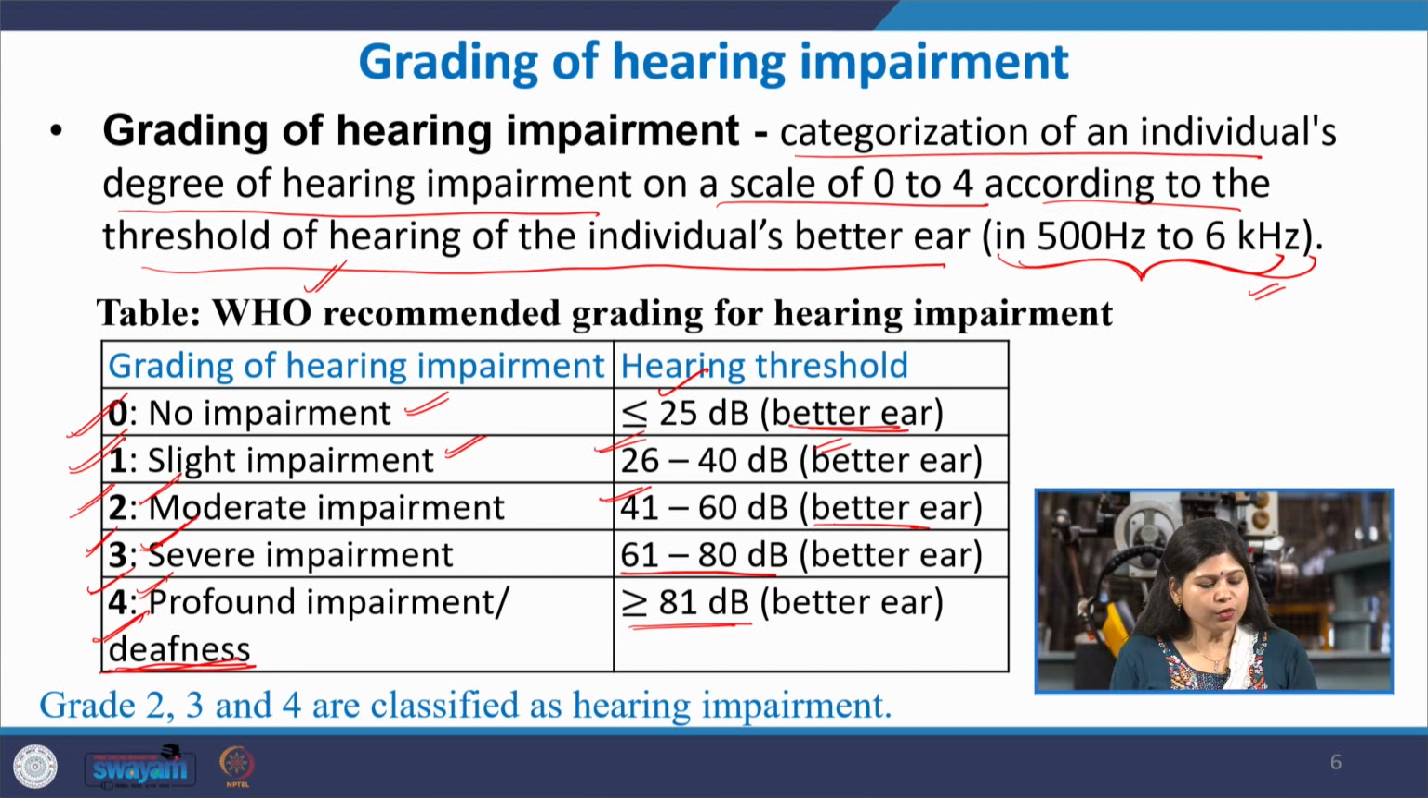Usually, anyone having a grading above 1, so grade 2, 3 or 4, is classified as having a hearing impairment, whereas 0 and 1 mean just mild things. They are not really classified as something cautionary that has to be prevented. So, grade 2, 3 and 4 are classified as a cautionary thing, meaning a hearing impairment has occurred in that individual. So, let us solve a problem based on this.